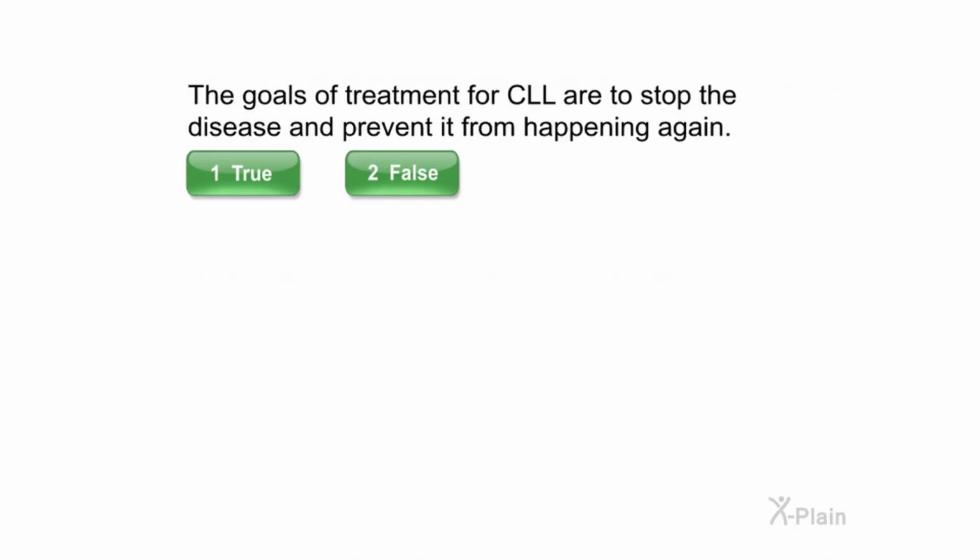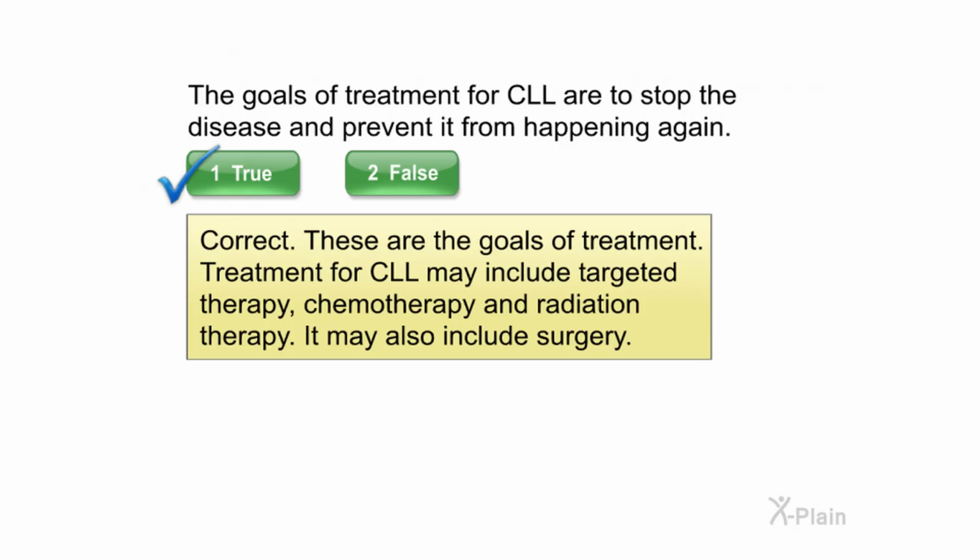The goals of treatment for CLL are to stop the disease and prevent it from happening again. Select true or false. Correct. These are the goals of treatment. Treatment for CLL may include targeted therapy, chemotherapy, and radiation therapy. It may also include surgery.